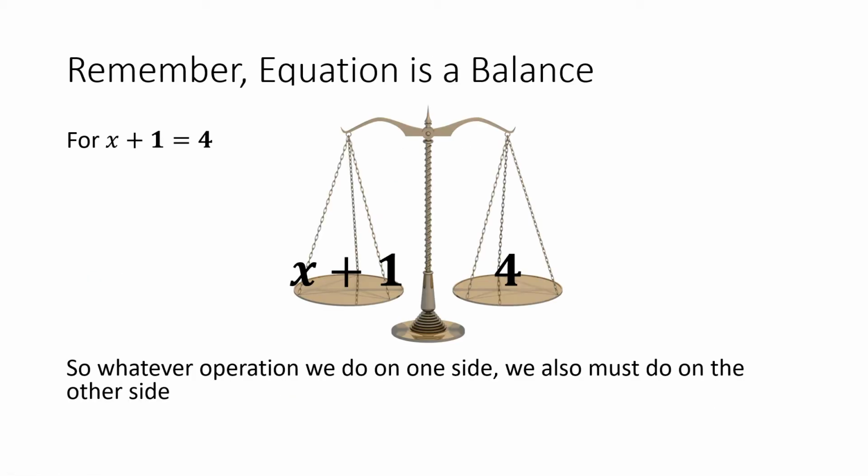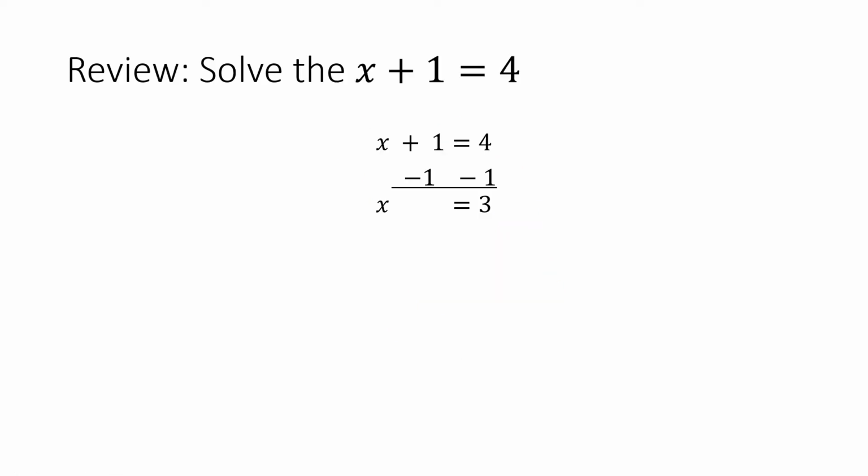And once again, here's what I'm talking about. Draw the line: an equation is a balance. X plus 1 is on one side and 4 is on the other side. Okay. So what operation we do on the left side, we also have to do on the right side.